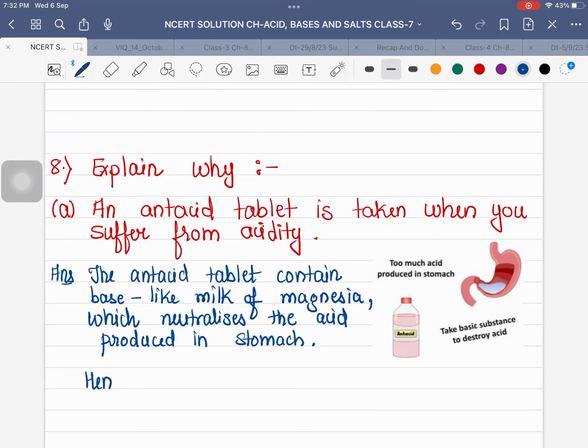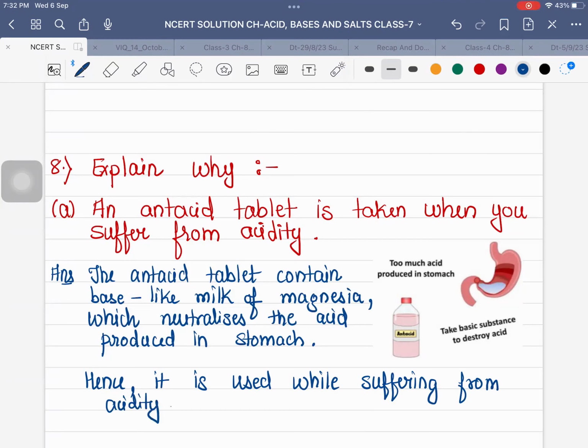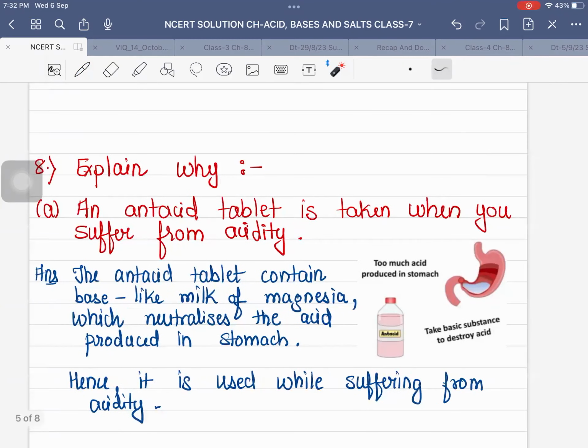Hence, it is used while suffering from acidity, as it neutralizes the excess acid that is in our stomach. So it neutralizes the excess acid. So that's why we are using antacid.